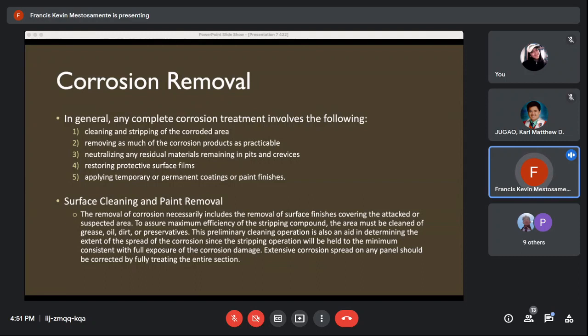So it's very important, after cleaning it, to restore its protective coatings or paint finishes. In general, the corrosion removal is almost the same. We clean it thoroughly, we neutralize it, we restore the protective surface or paint finishes. At any given material, almost the same lang yung process. But that is in general.